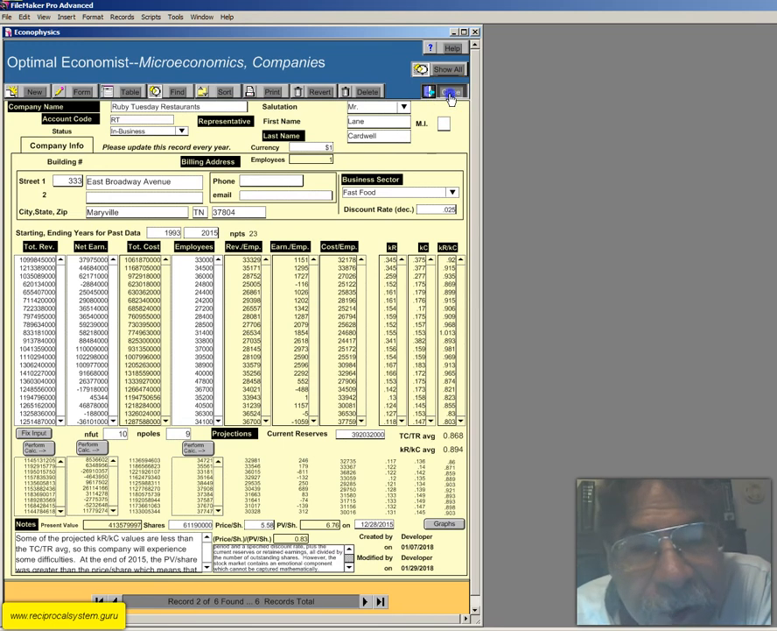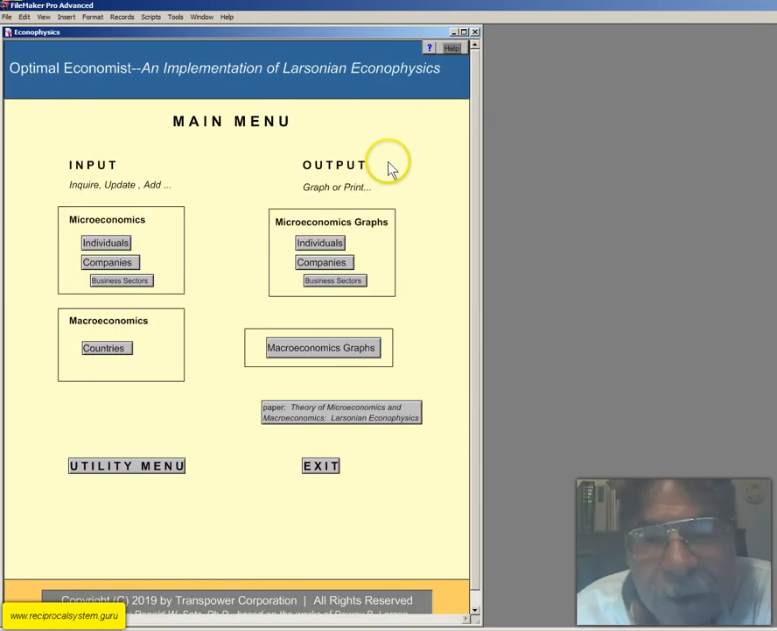So I can just hit close here, and we're back to the main menu. And then to end, you just hit exit here.